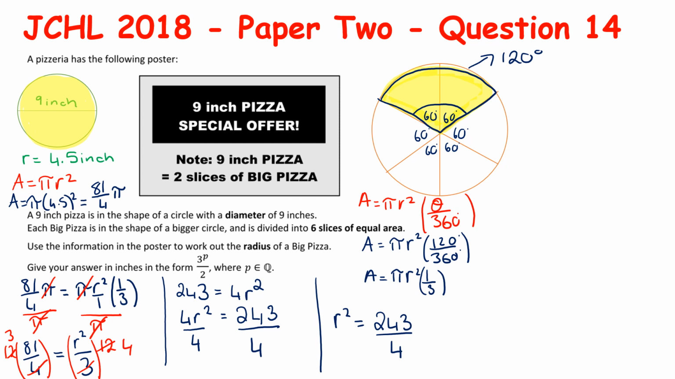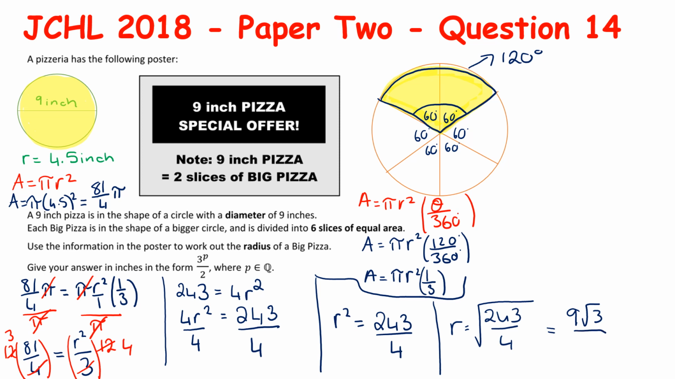We're going to now get rid of the square, and we do that by square rooting. So r is equal to the square root of 243 over 4. And when you put that into your calculator, you're going to press the square root button and then use your fraction button underneath, and you end up with 9 root 3 over 2. And that will be in centimeters.